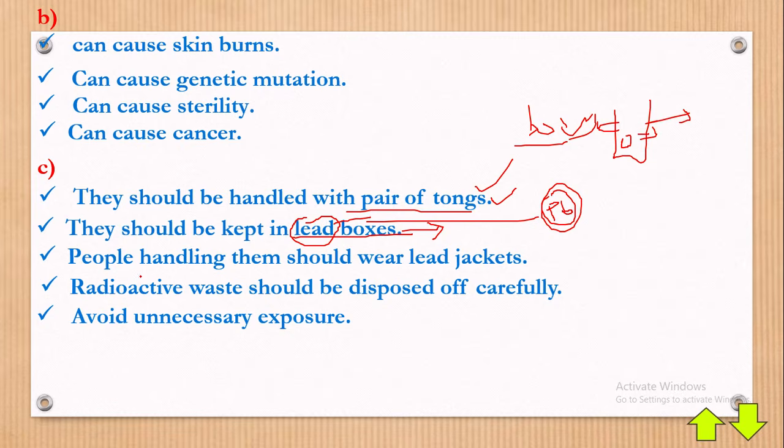Okay, good. People handling them should wear lead jackets. I will explain that. If you wear lead jackets, radioactive substances cannot penetrate the lead jackets or any material made out of lead. Therefore, that can be a way we can properly handle the radioactive substances. So radioactive wastes should be disposed of carefully. Of course, here in the hospital, you don't just pour them down and they affect someone. So they must be disposed of carefully.